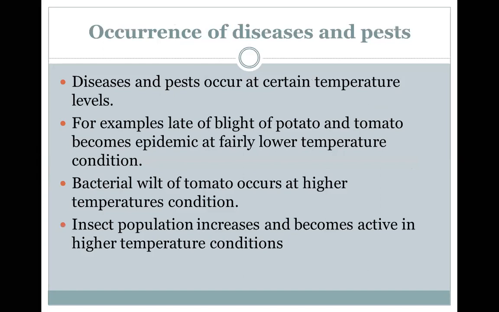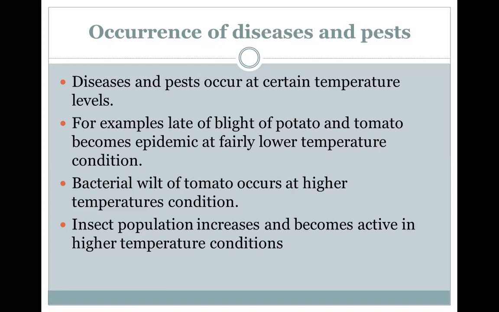Then occurrence of diseases and pests. Because of the high temperature and because of the lower temperature, many diseases occur. Many pests also attack the crop because of the lower temperatures and because of the higher temperatures. So diseases and pests occur at certain temperature levels. For example, late blight of potato, that is a disease in potato, late blight of potato and tomato, becomes epidemic at fairly lower temperature conditions, right? So when there are very low temperatures, then this late blight in potatoes and tomatoes may occur. Bacterial wilt of tomato occurs at higher temperature conditions. So in tomato, if there are higher temperature conditions, then bacterial wilt will occur.